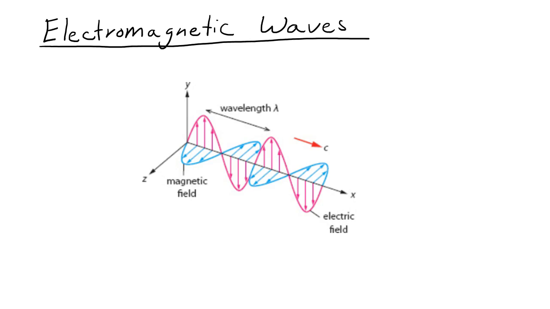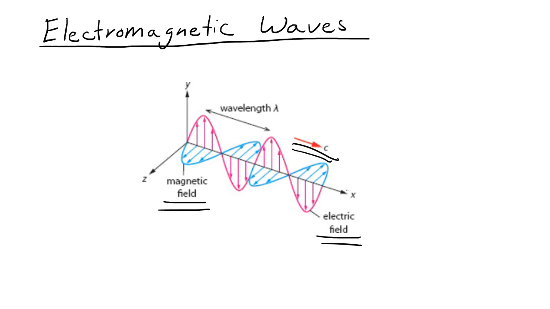So in pink, I have my oscillating electric field, and in blue, I have my oscillating magnetic field. Notice that they are perpendicular to each other, and the propagation of the wave is perpendicular to both the electric field and the magnetic field. So my electric field's going up and down in this diagram, my magnetic field's going left and right, and my speed of my wave, C, is going toward the x direction.